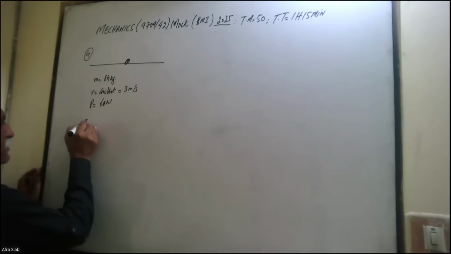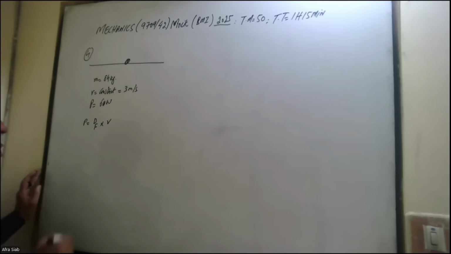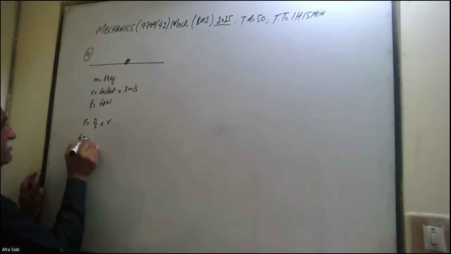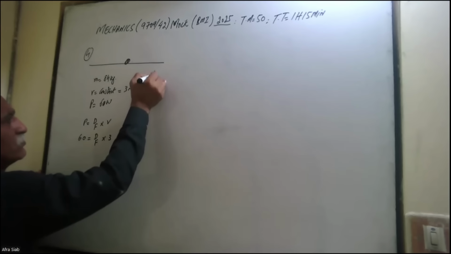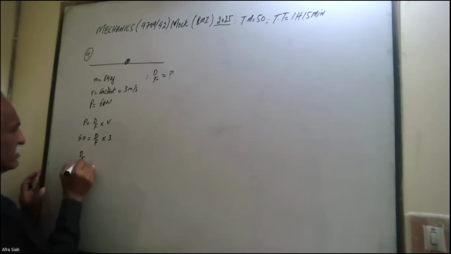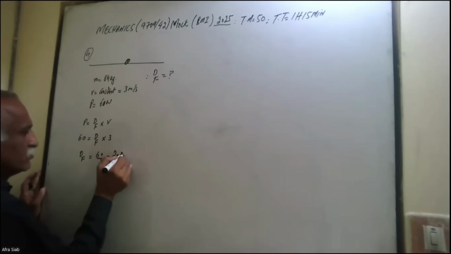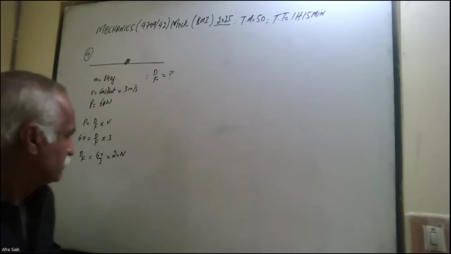We know that power is equal to driving force into velocity. Power given there is 60. Driving force we don't know, we are going to calculate it. Its velocity is constant at 3 meters per second. So driving force will become equal to 60 over 3, and that is equal to 20 Newton.